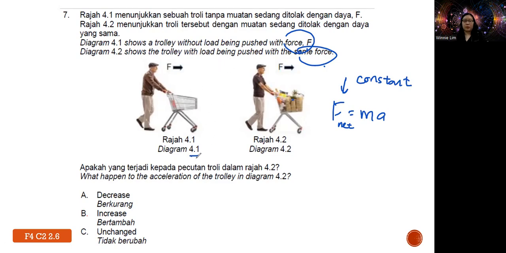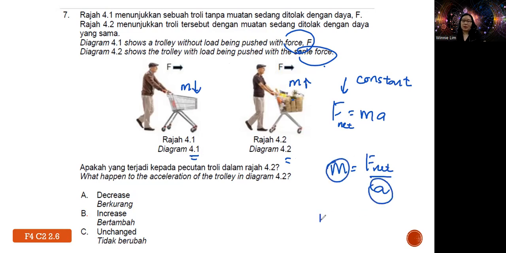You see what is so different between 4.1 and 4.2 is this one no load. That means the mass is less, right? And then this one with load. So when it is with load, the mass is greater. If you were to rearrange the formula, what is the relationship between mass and acceleration? Mass will be equals to F over a, and mass and acceleration is inversely proportional, right? So when your mass is greater, you should have smaller acceleration. So it is supposed to decrease.